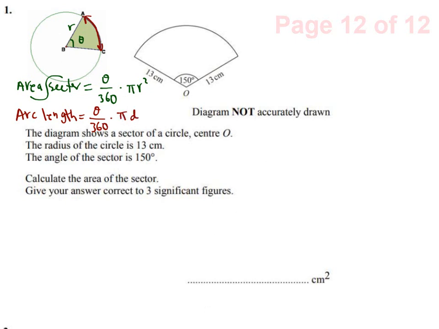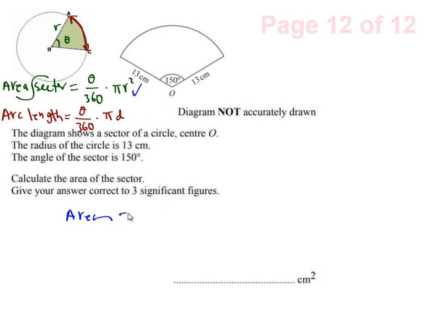So now let's look at this question here. This is a diagram of a sector, center O. The radius is 13, and the angle of the sector is 150. Calculate the area of the sector. So for the area of a sector, we use this formula. So area is equal to angle over 360 multiplied by pi r squared. Can you see that formula that we have here? So the angle is 150 and r is 13 because that's the radius.